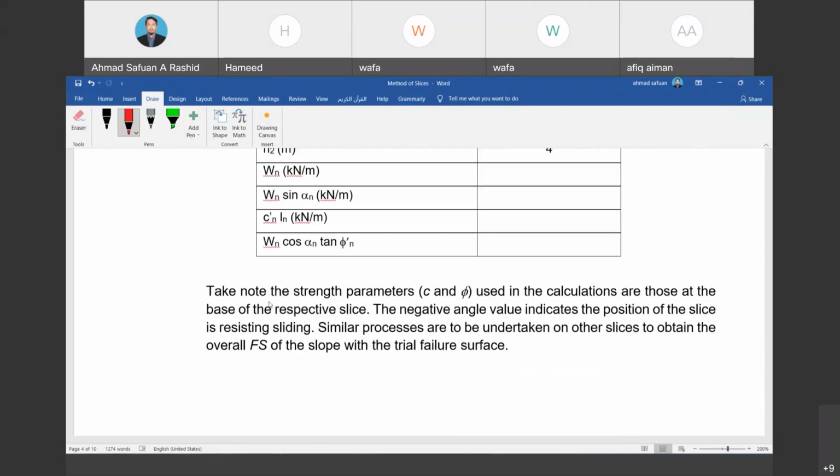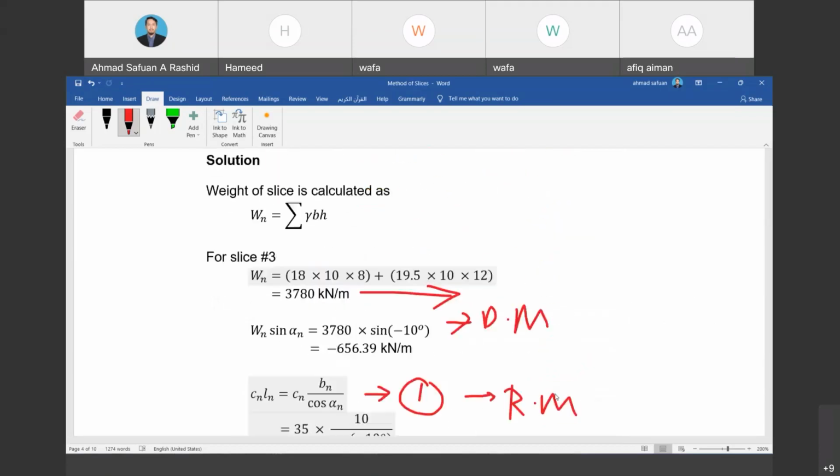Take note that the strength parameters C and phi used in the calculation are those at the base, so make sure that only one type of soil represents the soil properties at the base. A negative angle value indicates that the slice is resisting sliding. A similar procedure is to be undertaken for the other slices to obtain the overall safety of the slope with the trial failure surface.